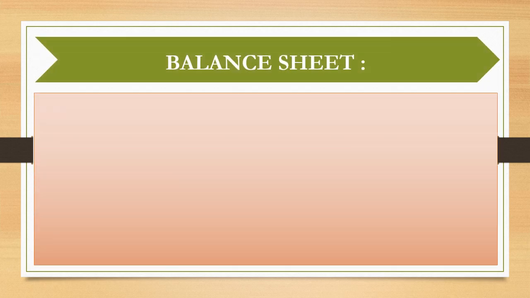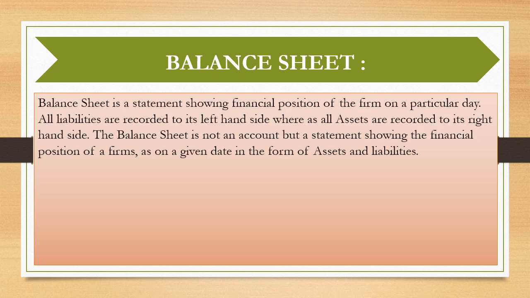Now let's see the meaning of the balance sheet. Balance sheet is a statement showing the financial position of the firm on a particular date. Balance sheet is a statement and not an account. It shows the financial position in terms of assets and liabilities. If the assets are more, then the financial position is strong, and if the liabilities are more, then the financial position is weak. The particular date is every time the 31st March, the date on which the financial year gets over. So it is always on the 31st March.